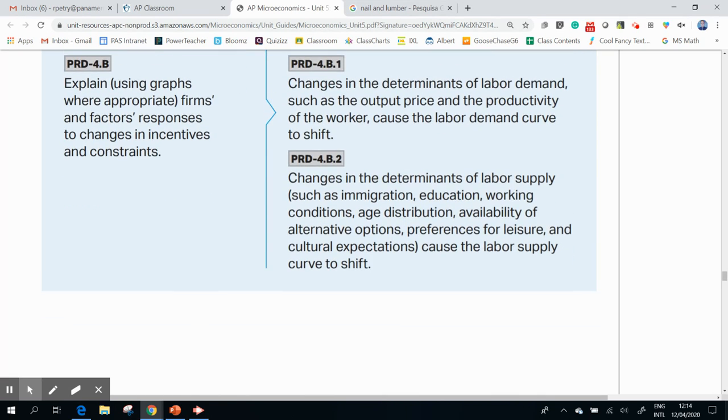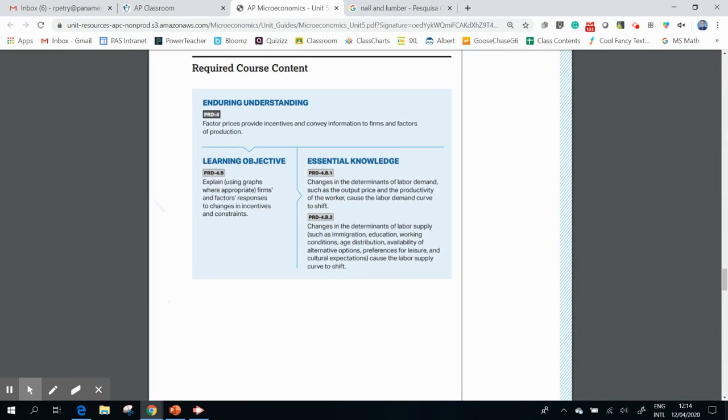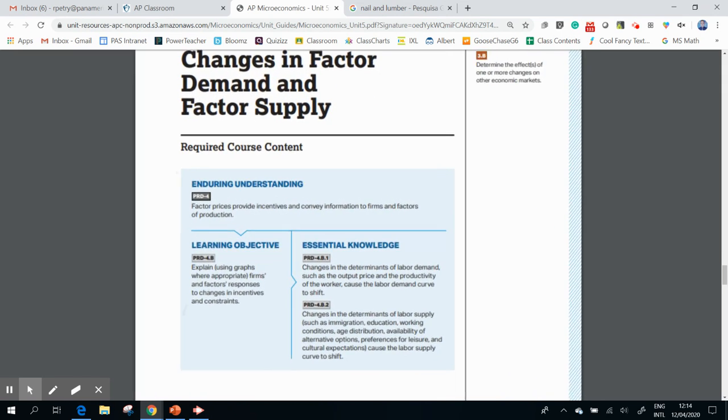Changes in the determinants of labor supply, such as immigration, education, working conditions, age distribution, availability of alternative options, preferences for leisure, and cultural expectations, cause the labor supply curve to shift. So this is our unit 5.2.